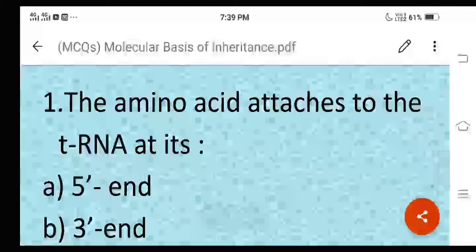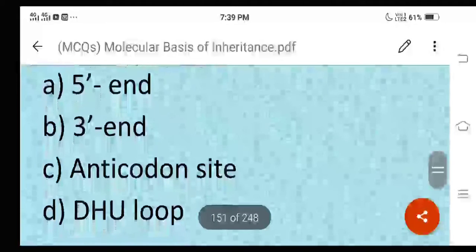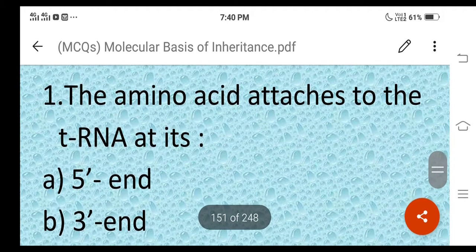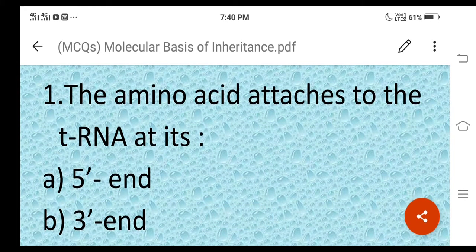The amino acid attaches to the tRNA at its 5 prime end, 3 prime end, anticodon site, or DHU loop, right? Four different options are there, and this is related to the beginning stage of protein synthesis. In the beginning, the amino acids present in the cytoplasm become activated, and a particular amino acid will bind to the tRNA molecule. This process is called amino acylation of tRNA.